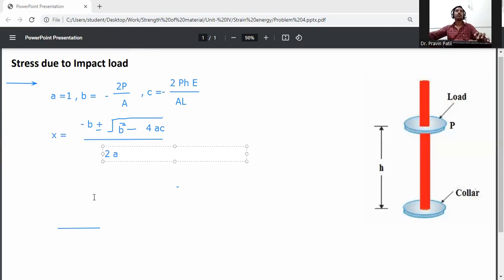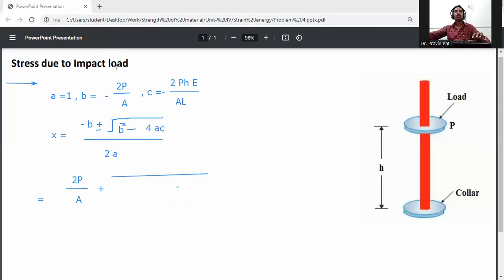A is 1. Put all these values in the quadratic formula. For the positive value, for the maximum, we will take plus. So minus b, that is minus minus, will get plus 2p divided by a.